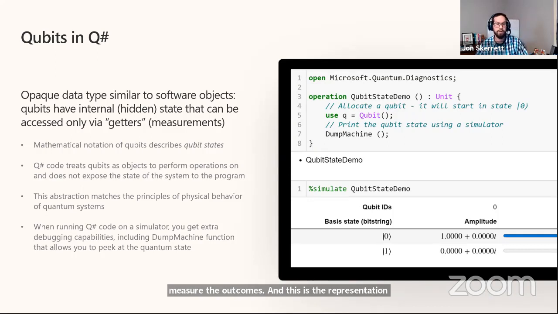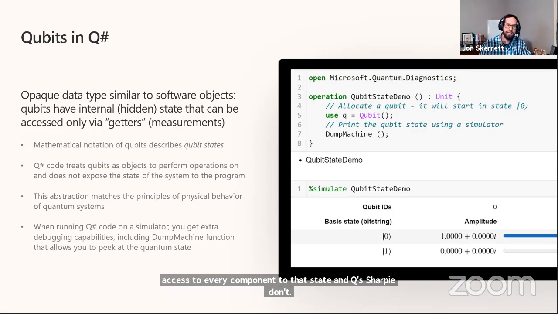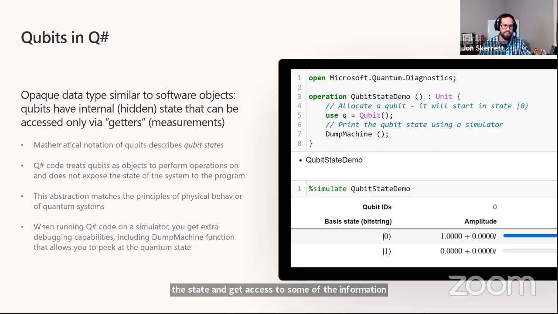So in Q#, qubits are a data type that's kind of similar to a software object in object-oriented programming languages. The qubit has an internal state, and you don't really necessarily have access to every component of that state. In Q# you don't, but rather you can modify the state and get access to some of the information about it via special getter operations.